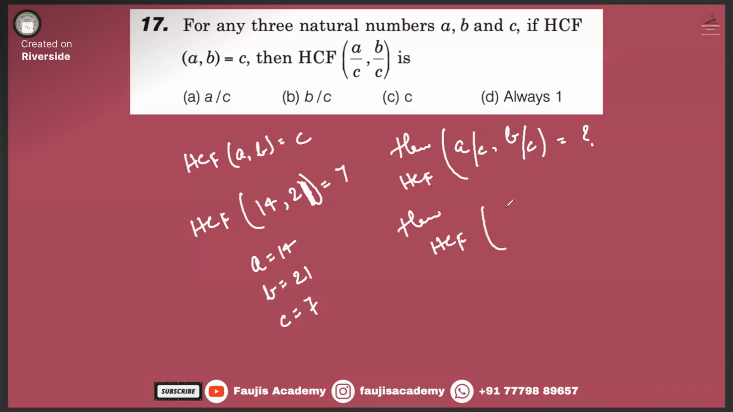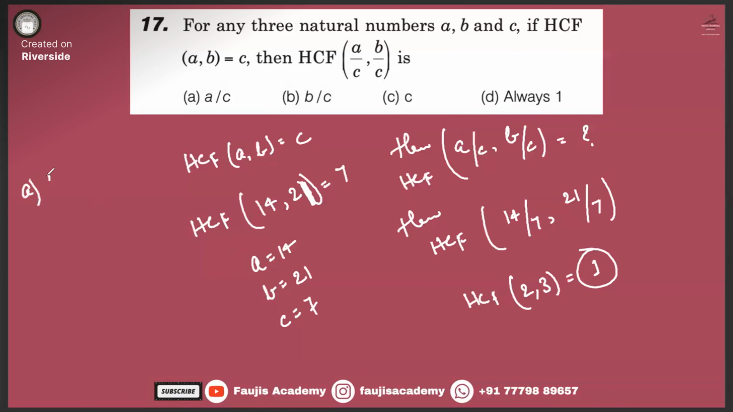HCF of A means 40, C means 7, B is 21. That means HCF of 2 and 3. How much is that? Is it 1? Option A is A by C. A by C is how much? 14 by 7, that is 2.